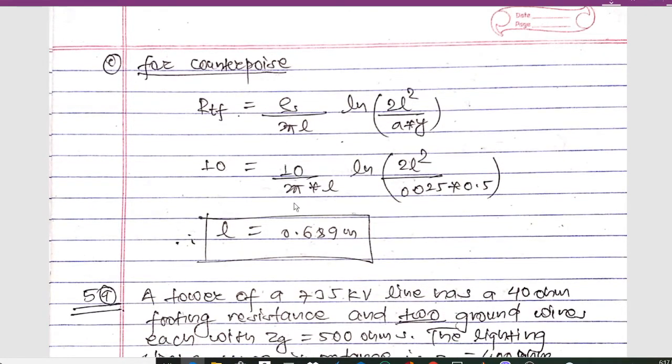And for the counterpoise, RTF equals ρs upon 2πL into log of 2L squared upon a into y. Once you substitute the value of RTF, and ρs is also given, we need to calculate the value of L, and a and y are also given in the question. Once we solve this, we get the value of L as 0.689 meters.